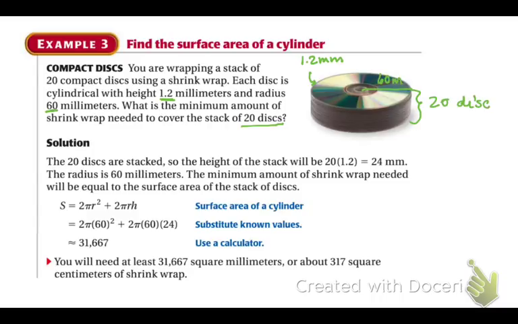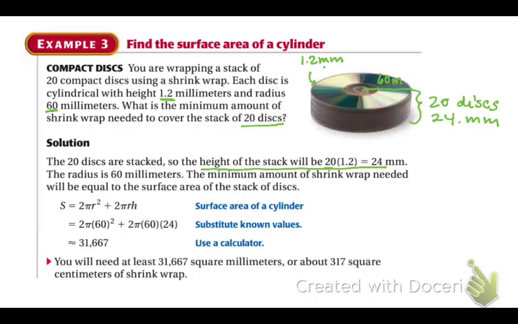So we have 20 discs here. And you see how I'm annotating the picture? If you get a problem like this that has a picture, the best thing to do is annotate it based on how they describe it, and that will help you access those numbers easily. So the 20 discs are stacked. The height of the stack is going to be 20 times 1.2, which is equal to 24 millimeters. So this whole height of the stack is equal to 24 millimeters. All we got to do is plug and play.